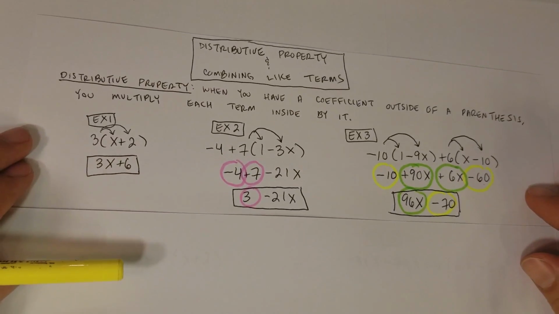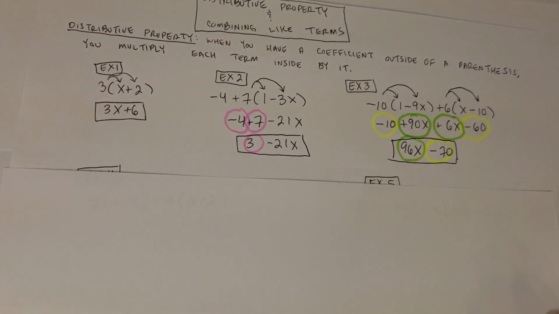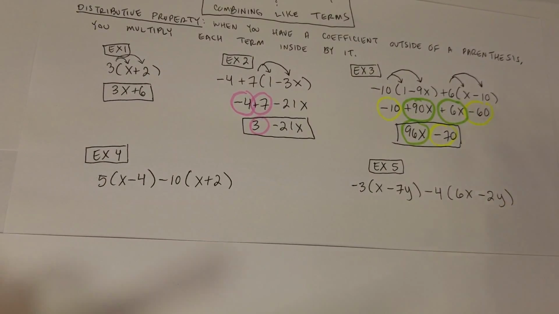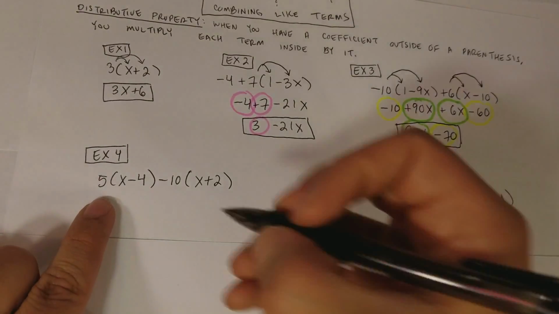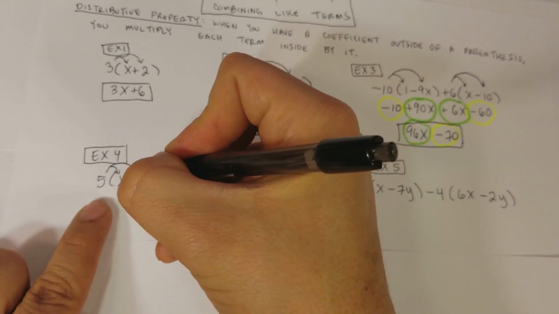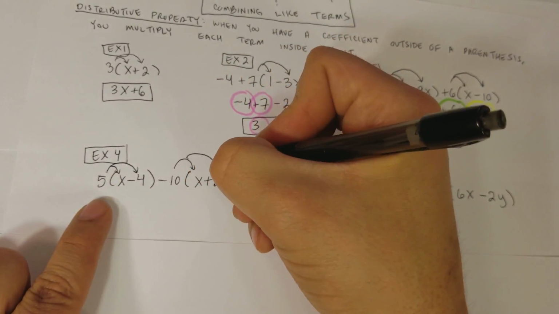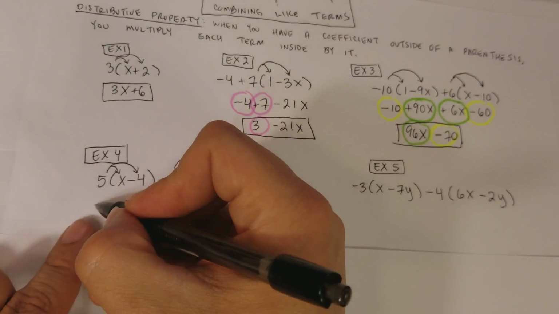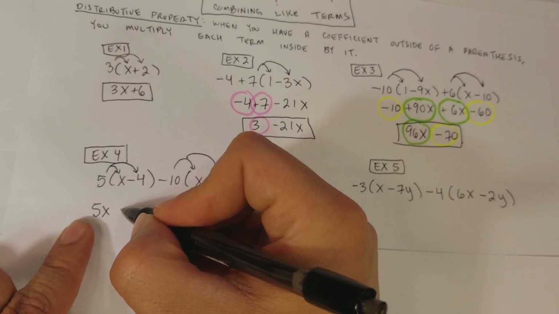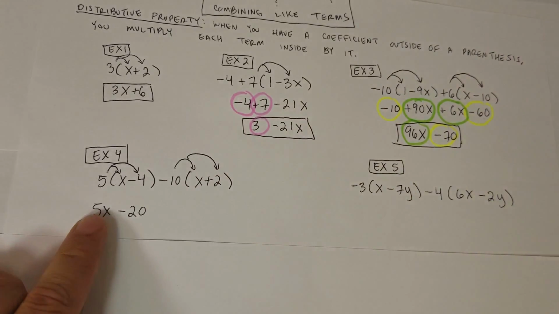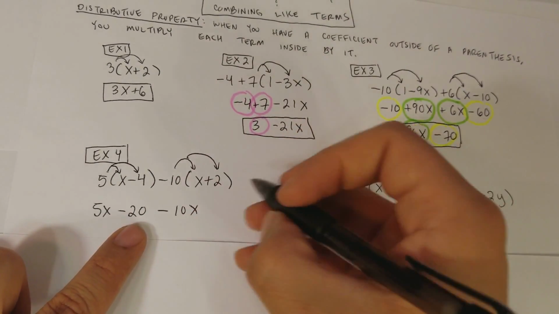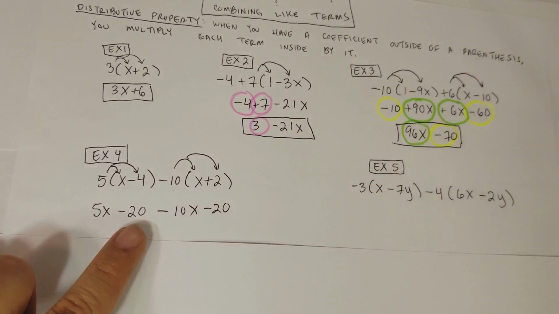Okay, let's do a few more examples so you guys can get more comfortable with this, and then we're going to be all set. So 2 more examples. Same thing with the 5. We're going to do distributive property here and distributive property here. If we do example number 4 together, 5 times x gives me 5x. 5 times 4 is 20, but we have a negative in the front, so that's -20. -10 and x, that's going to give me -10x. -10 times 2 is -20.